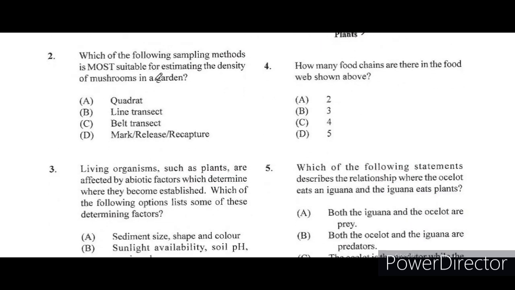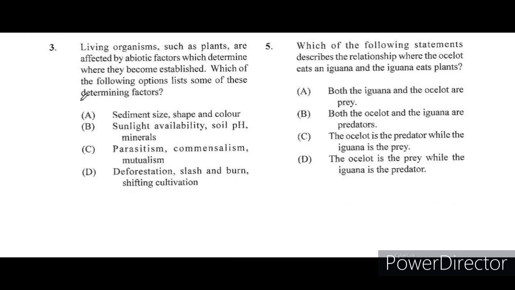Number two says, which of the following sampling methods is most suitable for estimating the density of mushrooms in a garden? That would be the quadrat. It's like a square, let's say 25 by 25 inches. You count how many mushrooms are in that quadrat, say five, and if your land is say 100 by 100, you would find how many times you can get the 25 by 25 out of it, and then multiply that by 5, and you should find the density of mushrooms in your garden. That's just rough estimates, not real numbers.